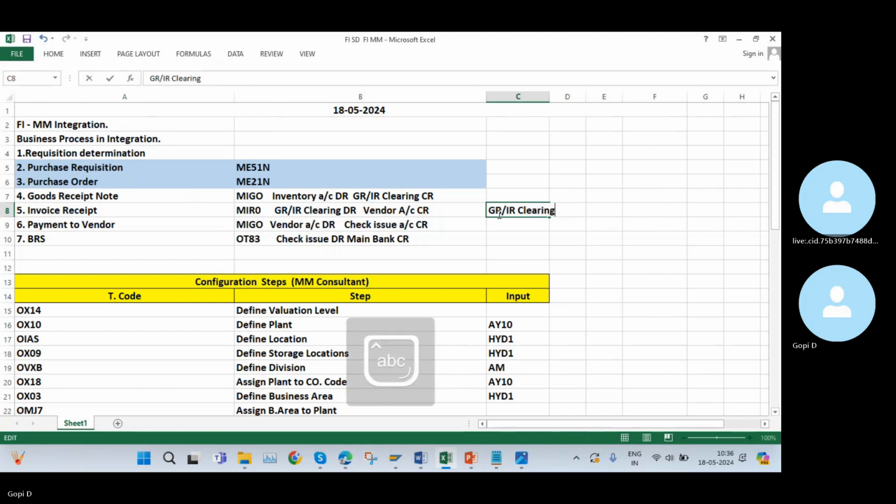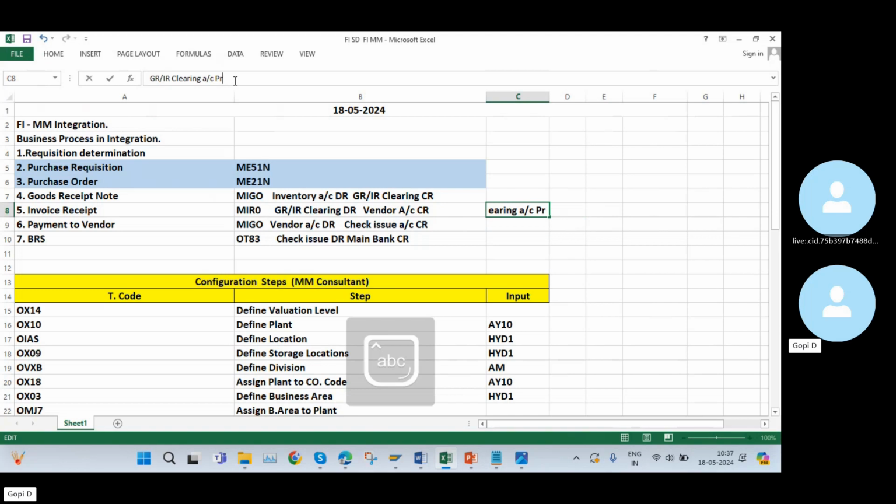Okay, you can observe these two general entries. So here GR/IR account is credited, and here GR/IR clearing account is debited. Finally, what is the final entry impacted? Inventory account debit to vendor account. But why are we using this GR/IR clearing account? For the purpose of provision.